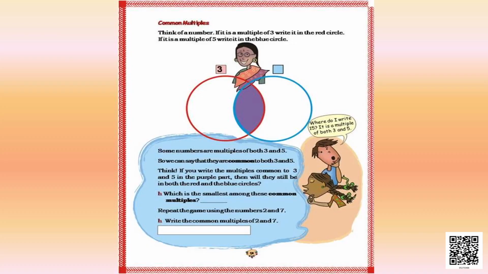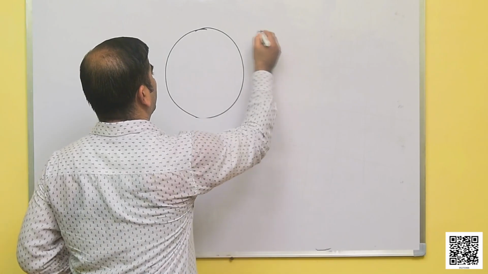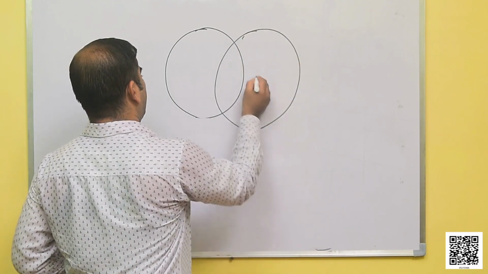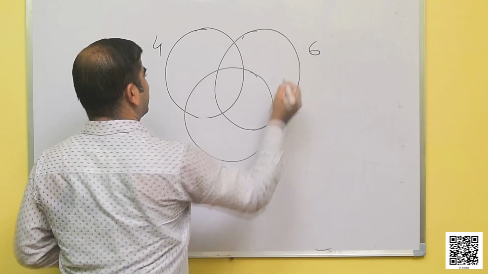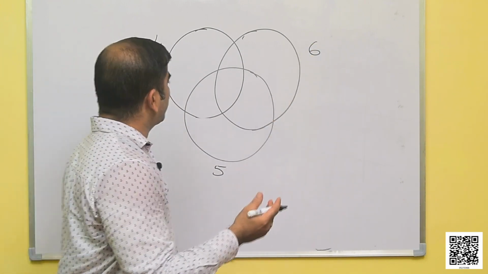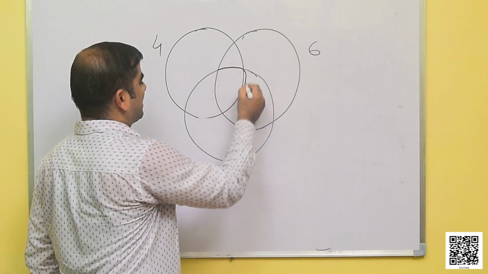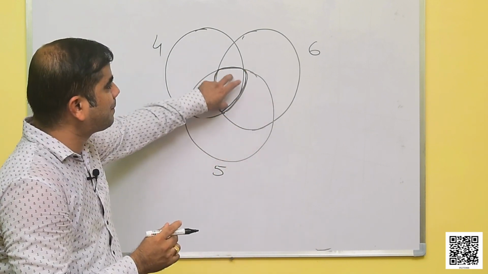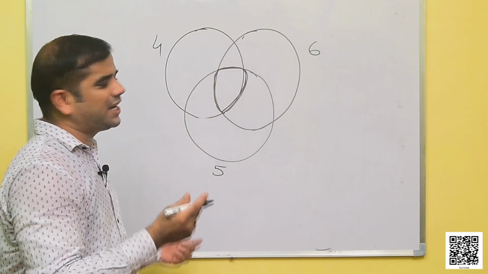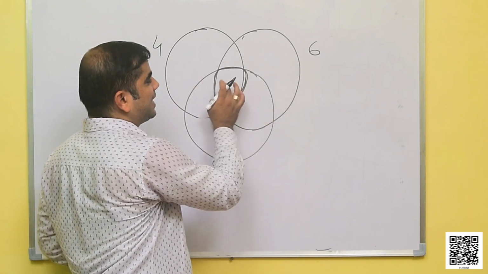So let's check some common multiples for 4, 5 and 6. As given in your book, 3 circles are intersecting each other. One is for 4, 5 and 6. The numbers that lie in this part of the intersection are common, because this is the common part of the intersecting circles. So let's check. We'll put all the numbers that are common to 4, 5 and 6 here.